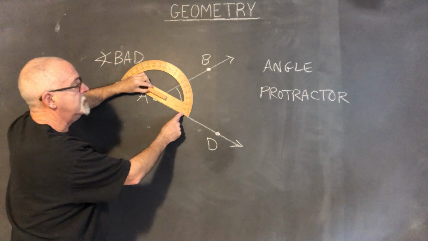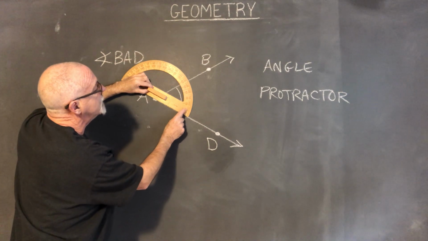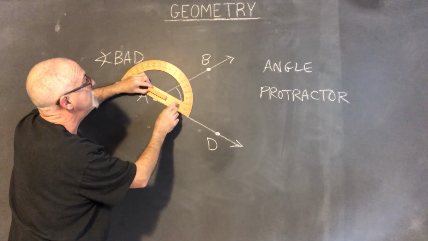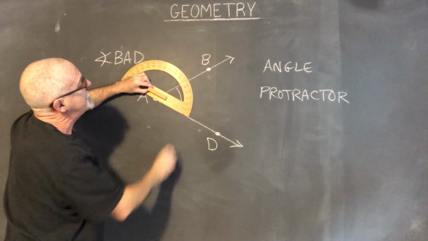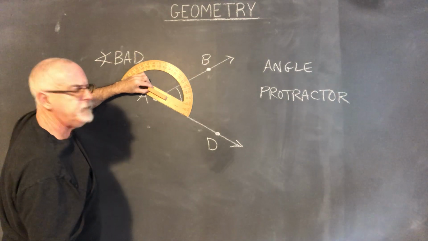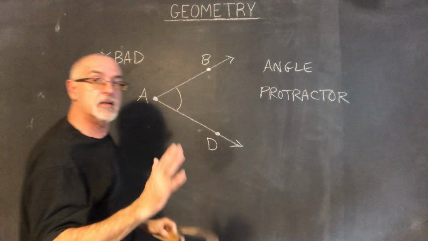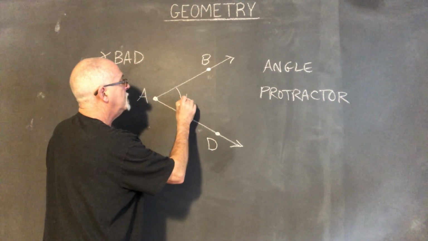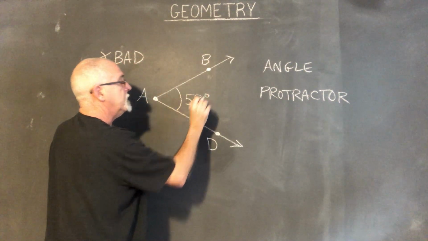So I'm using the inside set of numbers. And if I do that, I go up to where I see this other ray that makes up the other arm of my angle. And I realize that's happening between 50 and 60, but quite close to 60. It's about 58 or 59. And that is accurate enough for me to label my angle as 58 degrees.